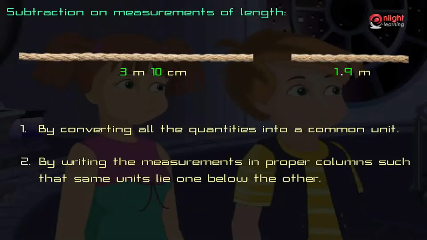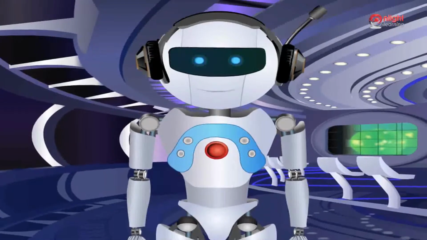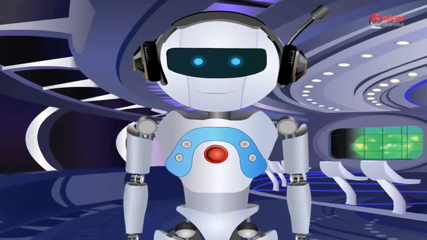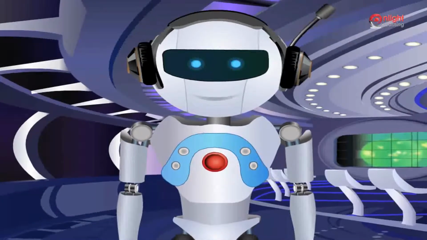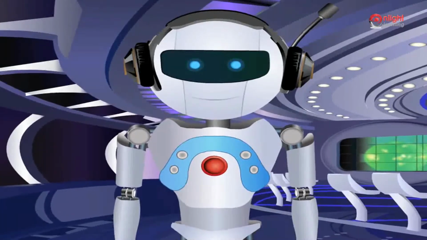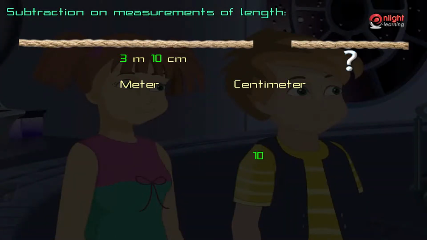Let us now employ the method of subtracting by writing quantities in proper columns to solve this problem. In this method, all the quantities are expressed in columns such that quantities of the same unit lie one below the other. The columns are arranged in decreasing order of magnitude. Hence, meter comes before centimeter. Hence, 10 centimeters lies in the centimeter column and 3 lies under the meters column as shown.